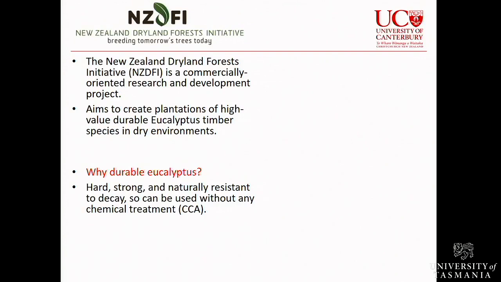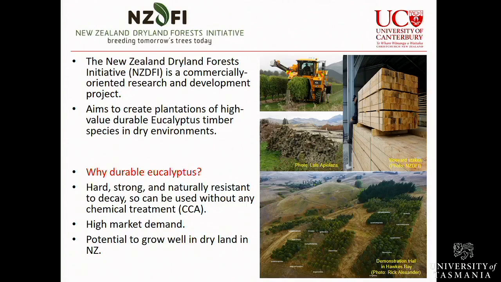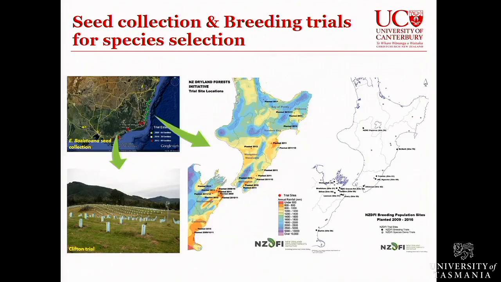It's because it's hard, strong, and naturally resistant to decay, so it can be used without any chemical treatment, such as CCA. And there is high market demand, just one example. Timbers are easily broken during mechanical harvesting in vineyards, which probably makes the wine more expensive, and we are not so happy about that. Durable eucalyptus can be a good alternative for that, and there is already a good business going. It also has high potential to grow well in dryland in New Zealand, proven by demonstration trials in New Zealand with the selected species.